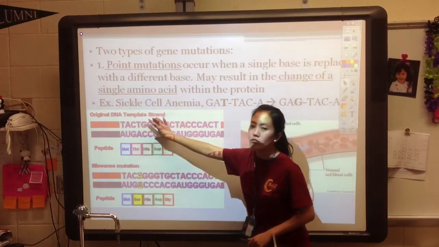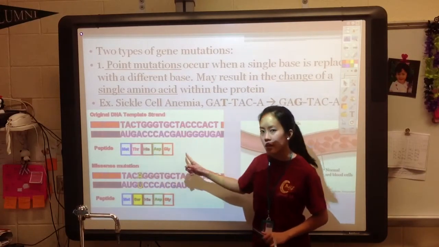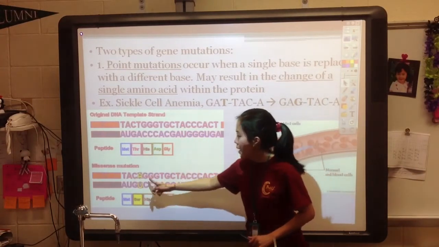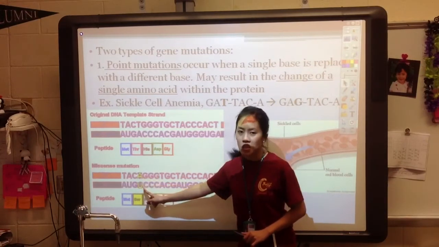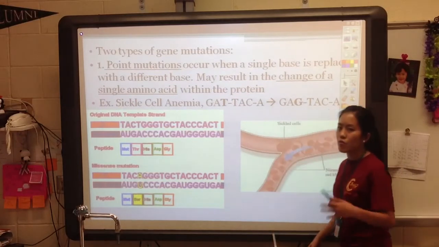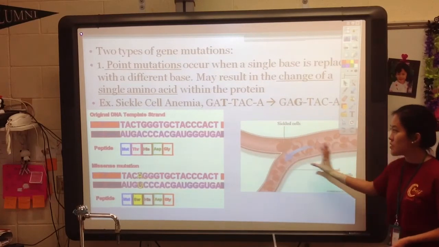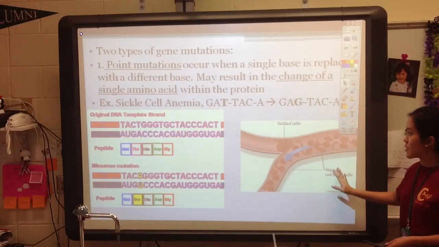So again, here's our original strand of DNA. This is the amino acid chain that we're supposed to make. But when we have this point mutation, we end up making the wrong amino acid chain. And when we make the wrong amino acid chain, we make the wrong protein. So sickle cell anemia is caused because of this.